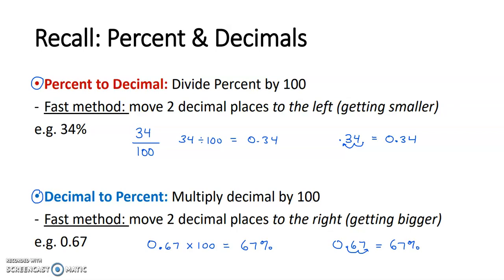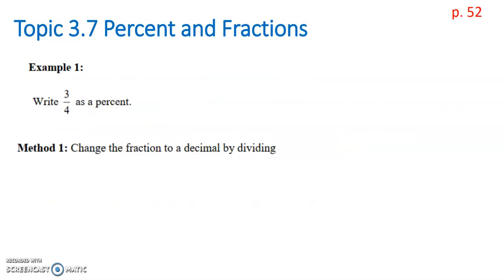This information comes in handy for the lesson that follows. Today we're going to be taking fractions first and changing them into percentages. So we have 2 methods we can use. The first method is to change this fraction to a decimal and then change the decimal to a percent. So first step will be to divide. So we're going to divide 3 divided by 4, which gives us a decimal of 0.75.